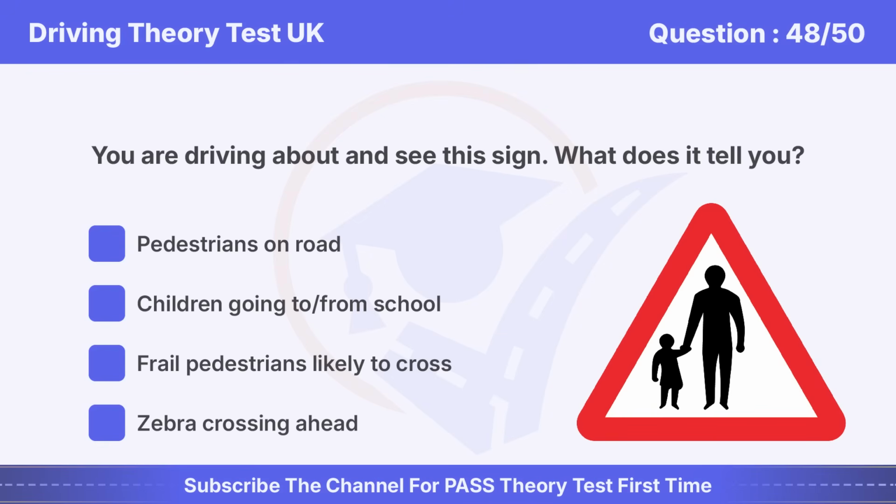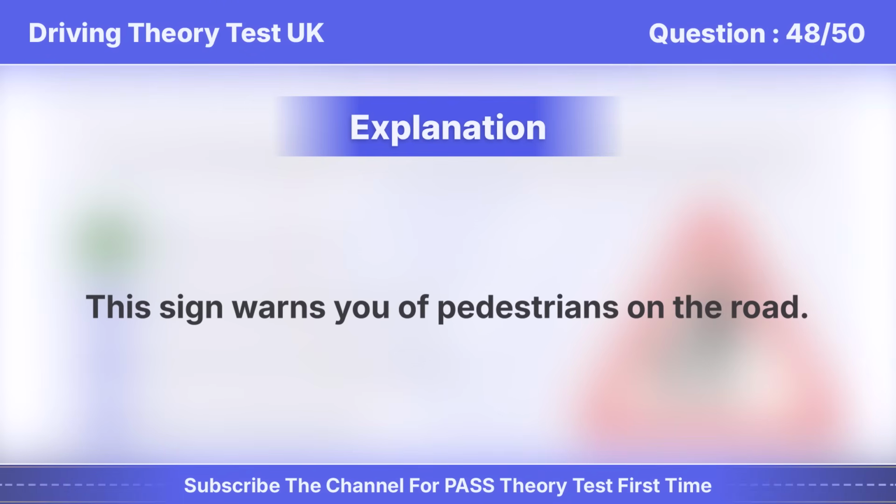Question 48. You are driving and see this sign. What does it tell you? Answer is A. Pedestrians on road. This sign warns you of pedestrians on the road.